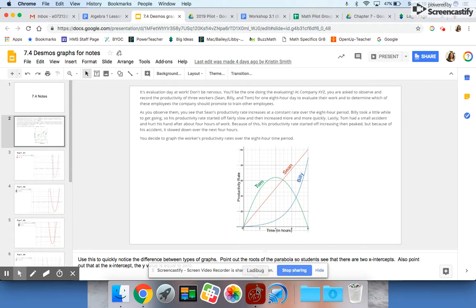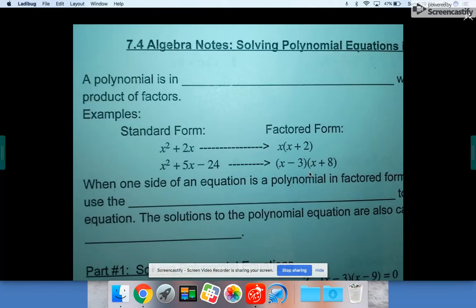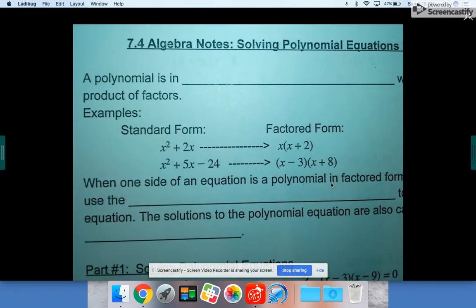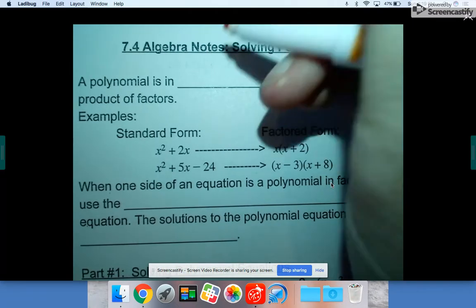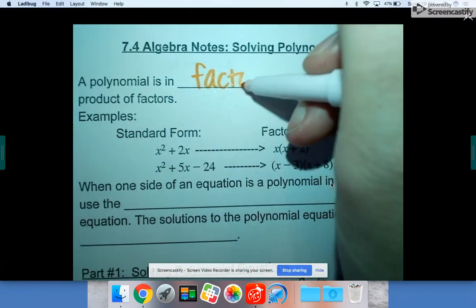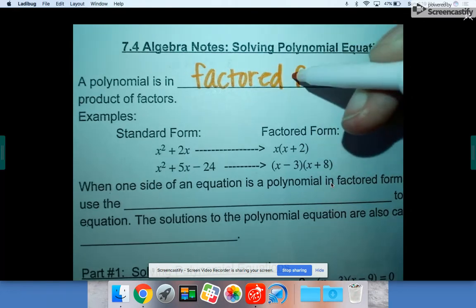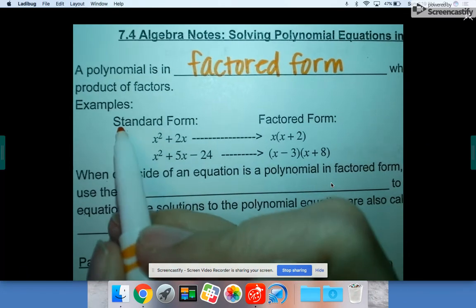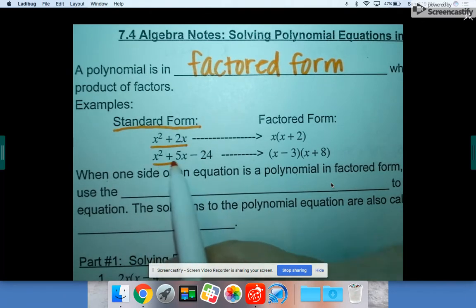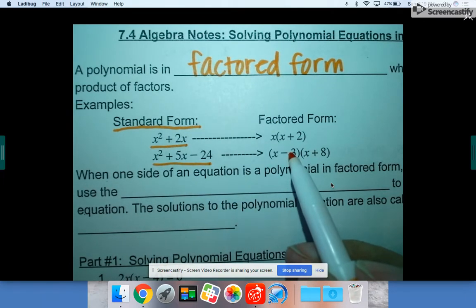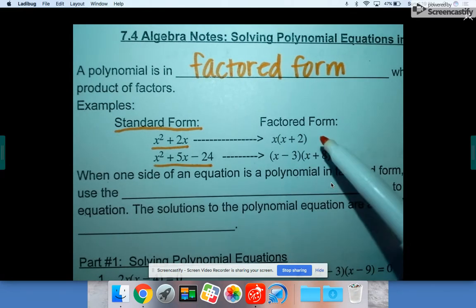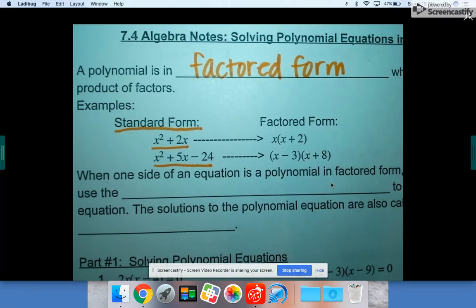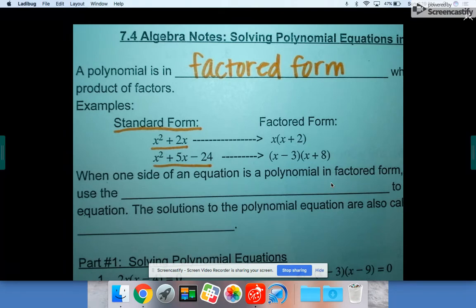So now let's look at this worksheet. And so later, whenever you see that we have 2 answers, it's because they're going to be the 2 places they cross the x-axis. Okay, a polynomial is in factored form when it is written as a product of factors. You guys have been writing it in standard form, which looks like this. But now we're going to learn about factoring it and putting it in factored form. It's also a fancy way of reverse distributing. So we'll get to learn that here in just a minute.